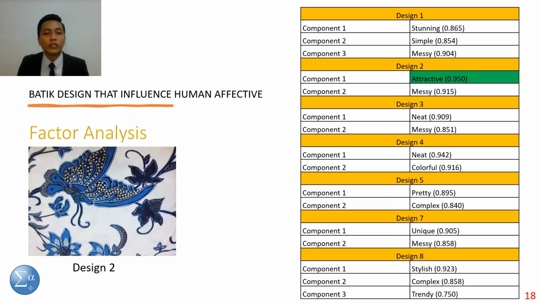This is the result of the factor analysis. From this analysis, we can identify the most effective batik design that influences human affect. So based on this result, design 2 is chosen as the most effective batik design because component 1 in design 2 with the keyword of attractive has the highest value, which is 0.95. Therefore, design 2 is chosen as the most effective batik design.